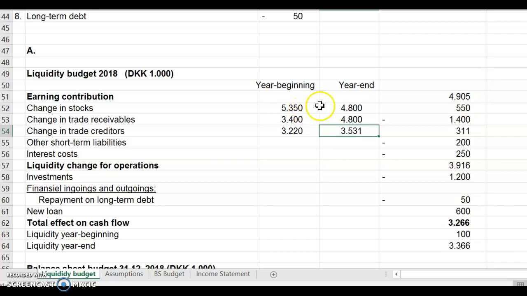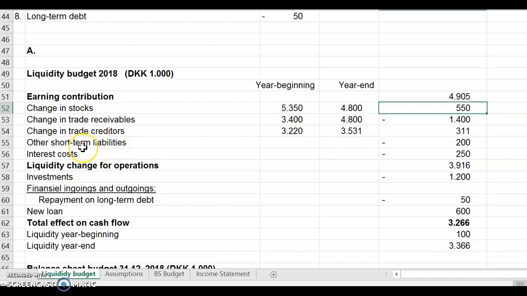A decrease in stock is a positive liquidity effect here because we don't have so much money tied up in our stock. An increase in trade receivables is a minus. It's not good for the liquidity because the customers simply didn't pay us. And here we increased our trade creditors. It's a good thing for our liquidity because we avoid paying them.